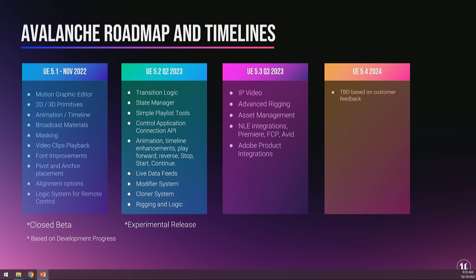So now we're headed into 5.2. One thing we're still looking at is that broadcasters need a form of what's called transition logic, and that's where you can have a graphic come onto the screen, and then you can have just some of the items change. Everything doesn't have to go off of the screen, where it's just the text that changes, for example, but the bar stays up the whole time. So we're looking at some of those elements.